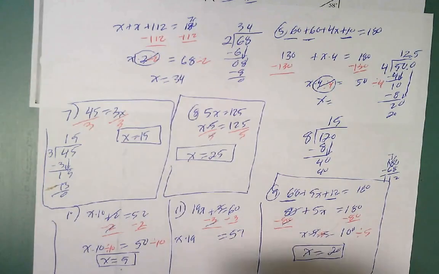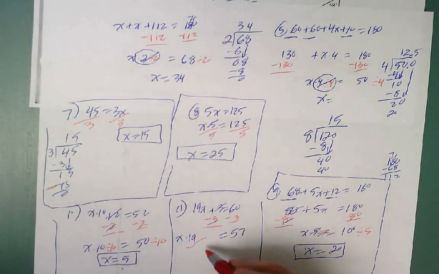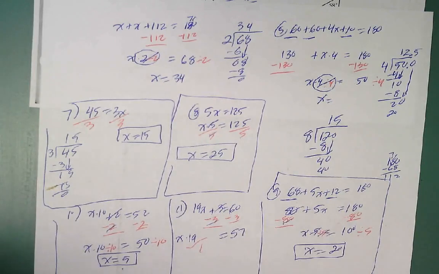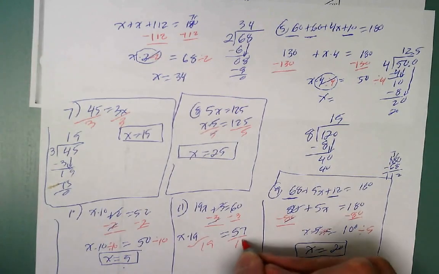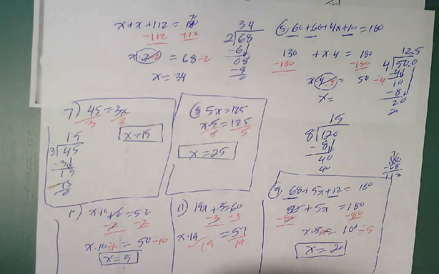So divide both sides by 19, and x equals 3. Box your answer, box your problem.